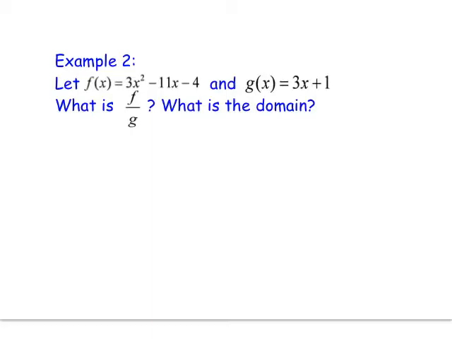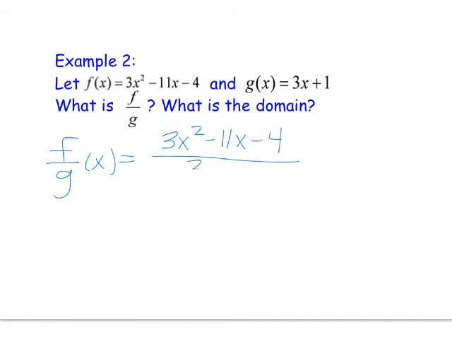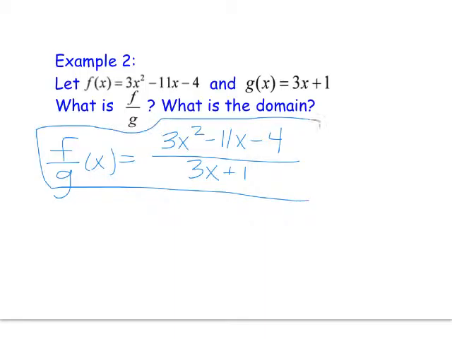In our second example, f of x is 3x squared minus 11x minus 4, and g of x is 3x plus 1. So we are going to write f divided by g of x is equal to the f function, 3x squared minus 11x minus 4, all divided by the g function, 3x plus 1. That's as far as I'm going to ask you to go with division, so this is sufficient for the answer. But I do want you to think about the domain.